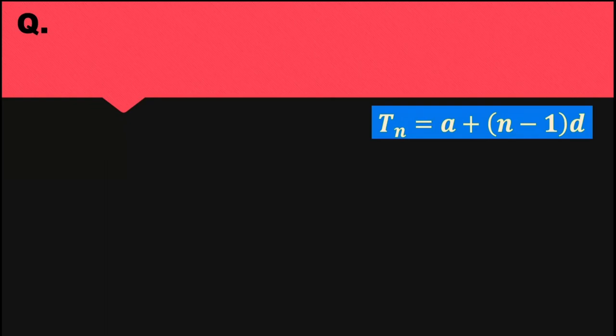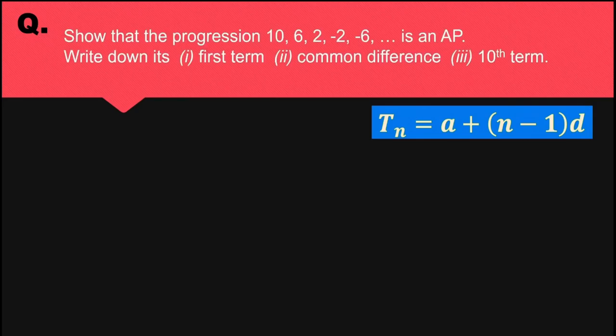So now we have seen what is an arithmetic progression, how the terms of an arithmetic progression are obtained. It's time to solve questions on that. The first question is, show that the progression 10, 6, 2, negative 2, negative 6 is an arithmetic progression or AP. If it is an AP, write down its first term, common difference, and find its 10th term.